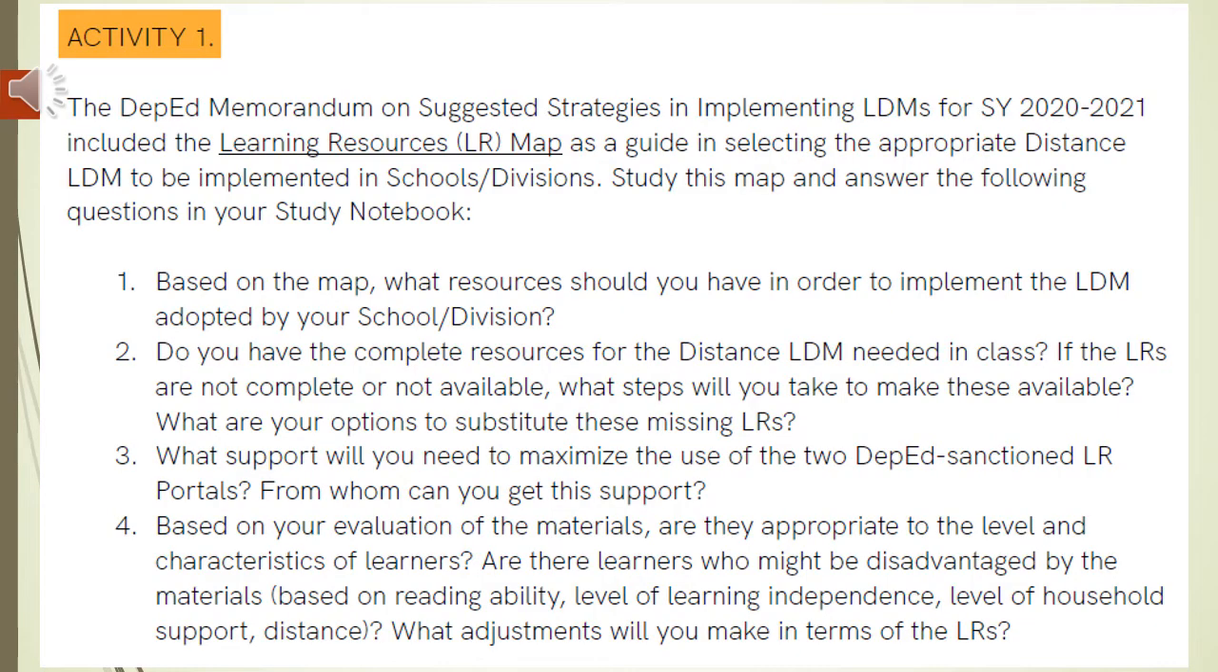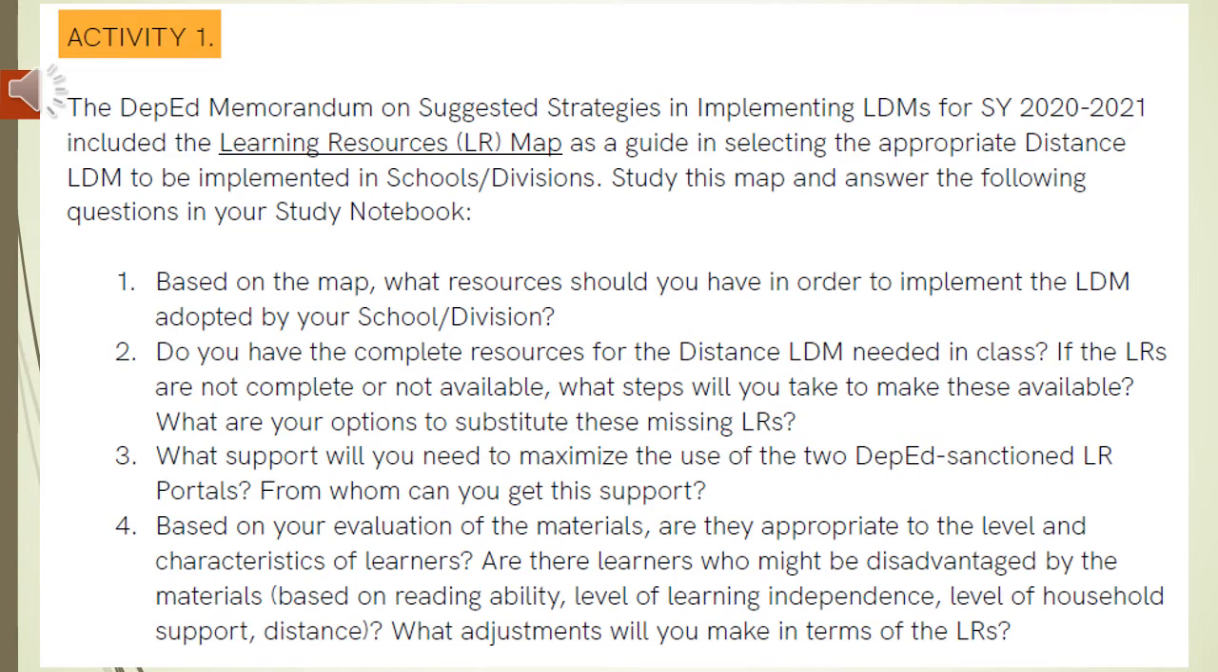Moving on, let us proceed with our first activity. The DepEd Memorandum on Suggested Strategies in Implementing LDMs for school year 2020-2021 included the Learning Resources or LR map as a guide in selecting the appropriate distance LDM to be implemented in schools or divisions. Study this map and answer the following questions in your notebook. Number 1. Based on the map, what resources should you have in order to implement the LDM adopted by your school or division?